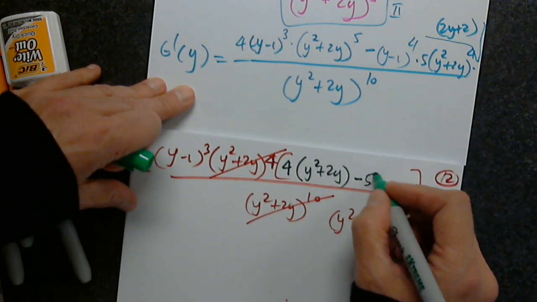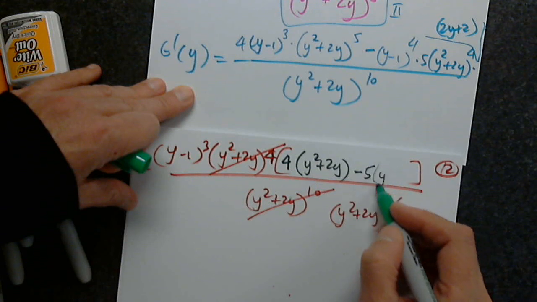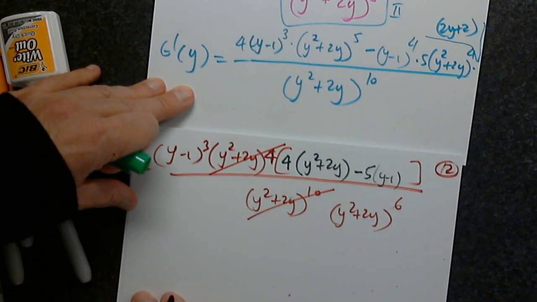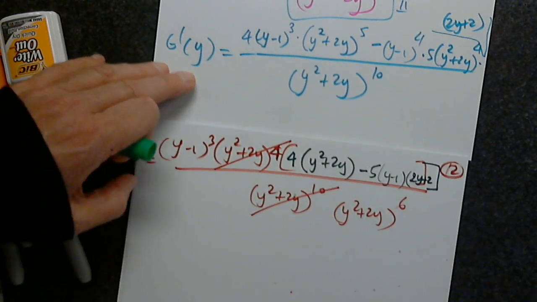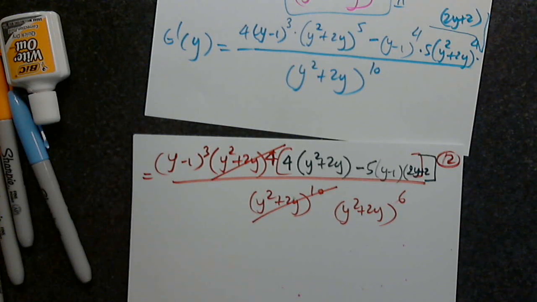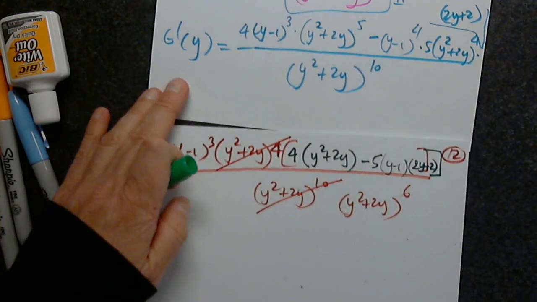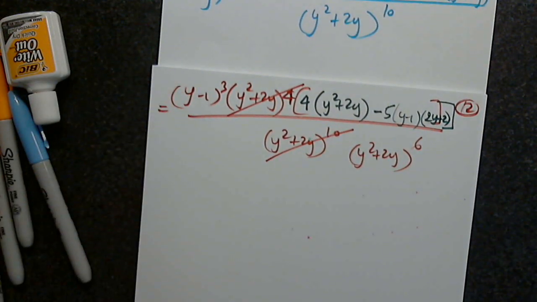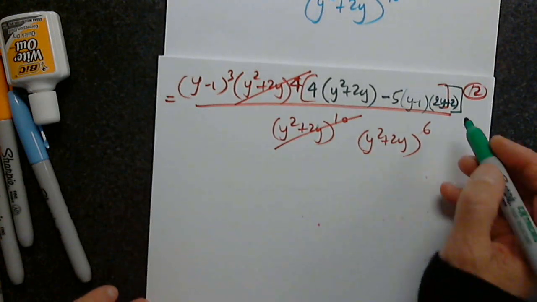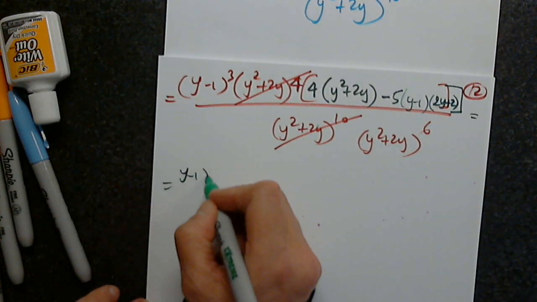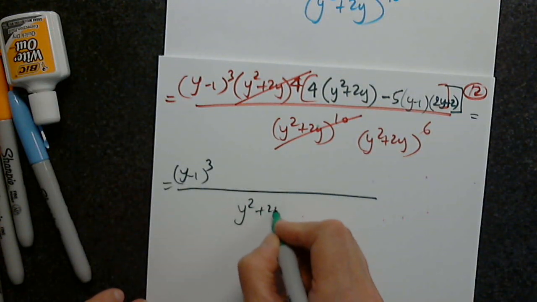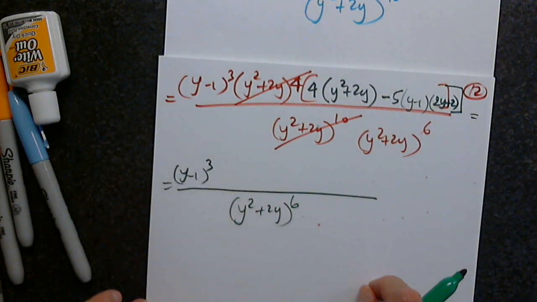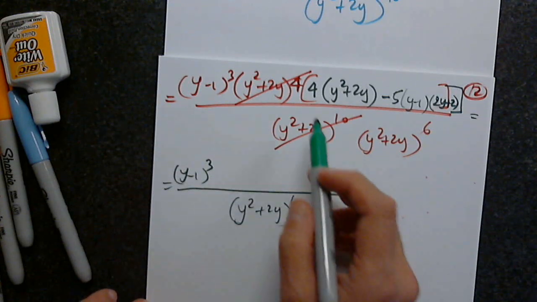There is a 5 left. There is a y minus 1 left. And there is a 2y plus 2 left. Okay, so now let's continue with y minus 1 to the 3rd. The denominator now is y squared plus 2y to the 6th. And let's see what is left at the top.